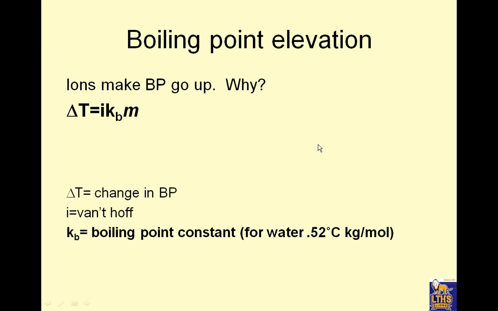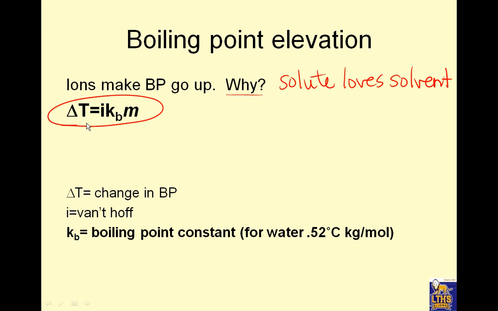Okay, boiling point elevation. So you put ions into a solution and it makes the boiling point go up. Why? Because the solute loves the solvent, so they stay together longer than they would if it was pure. The formula we're going to use to calculate the change in temperature, the amount that the boiling point goes up, is going to be equal to the Van 't Hoff constant, I'll explain in a second, times Kb for the solvent times the molality.